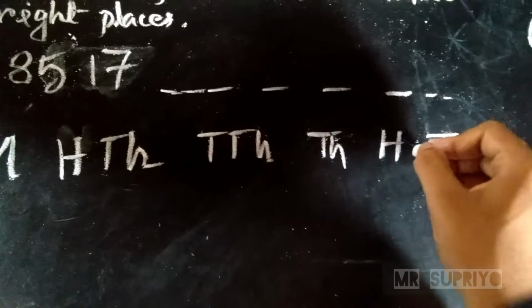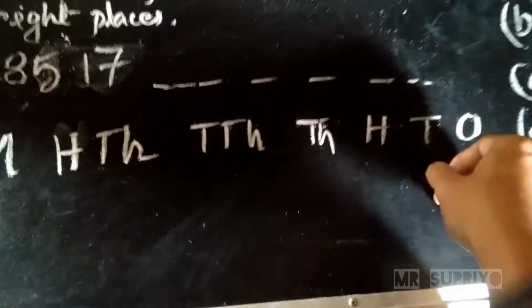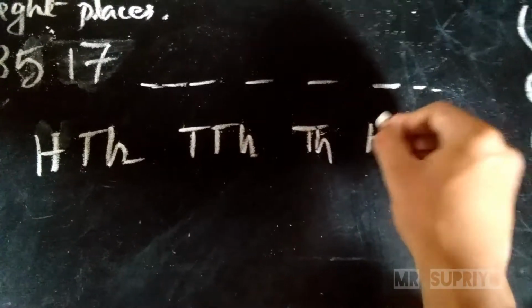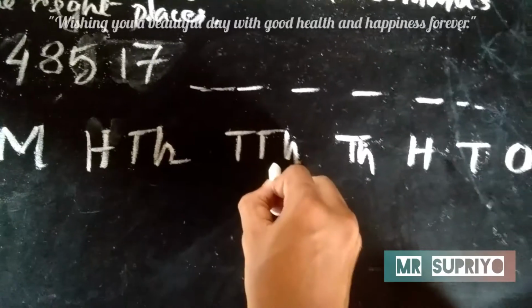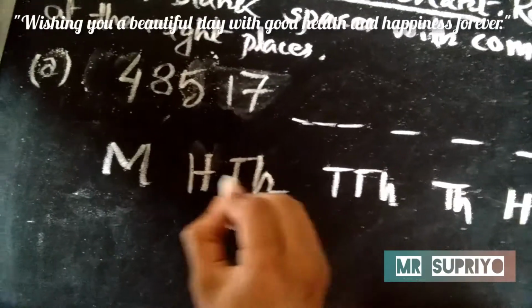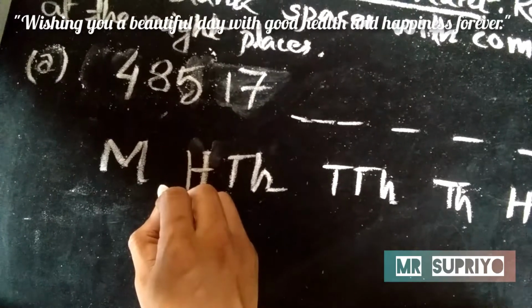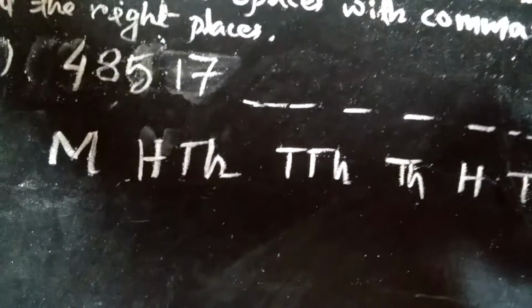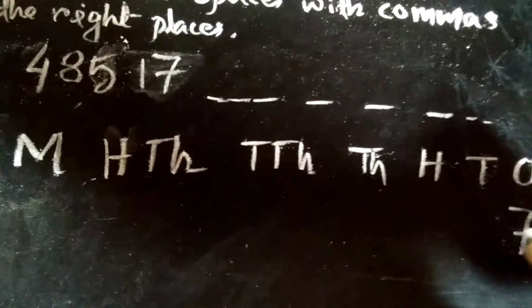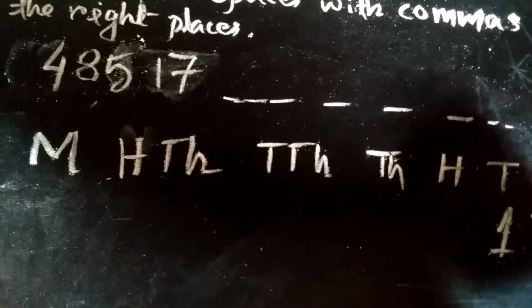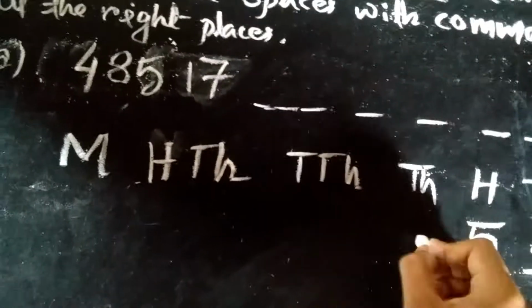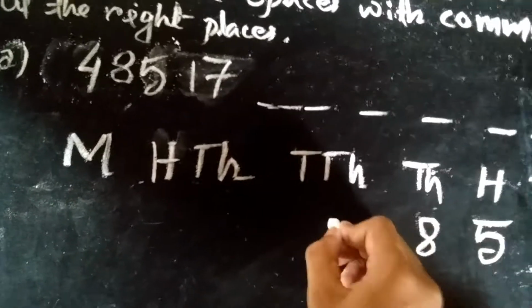The international place value chart goes from right side to left side. From the right side, ones, tens, hundreds, thousand, 10,000, 100,000, million. So we already know that we need to write from the right side. So the first number is 7, after that 1, after that 5, 8, 4.